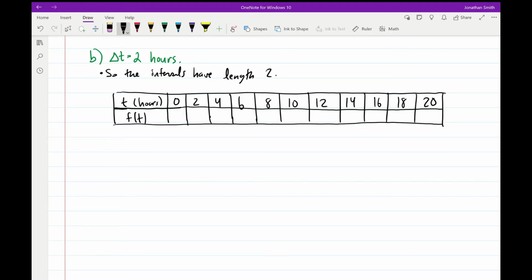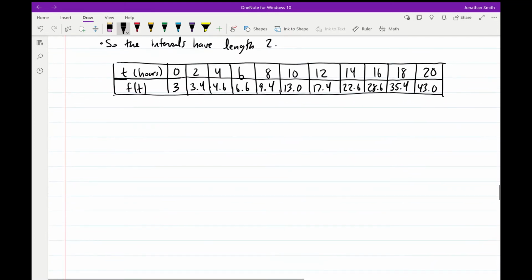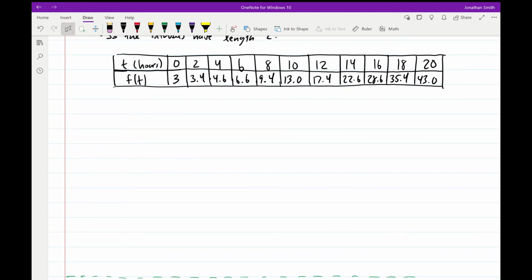Okay, and now we're going to fill in the bottom side of this table by taking each of these times and plugging them into the function, and we get 3, 3.4, 4.6, 6.6, 9.4, 13.0, 17.4, 22.6, 28.6, 35.4, and 43.0.